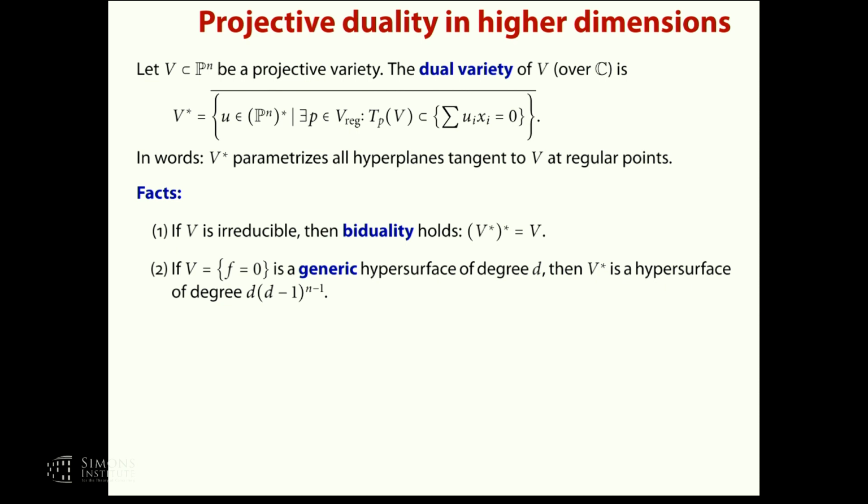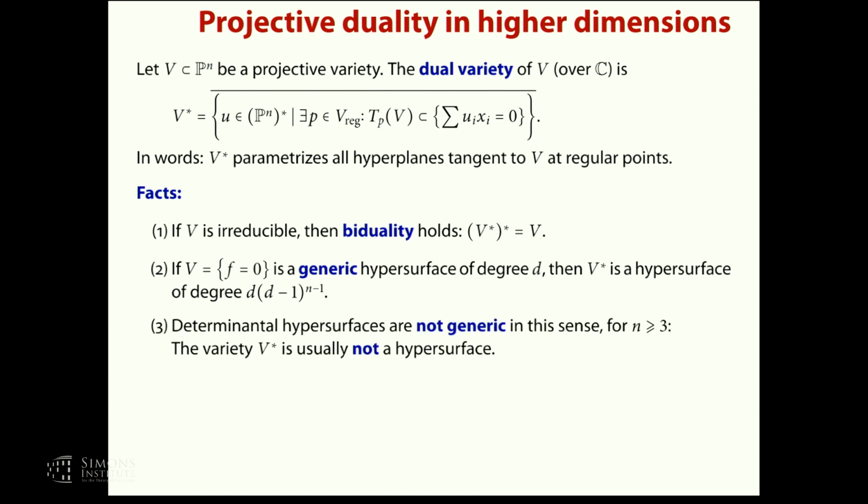But in contrast to curves, the situation that we care about with the spectrahedra, so determinantal hypersurfaces, are not generic in this sense. In fact, they're highly non-generic. Determinantal hypersurfaces usually contain linear subspaces, and this means that you get fewer degrees of freedom in the tangency, and it means that the dual variety, the dimension collapses.